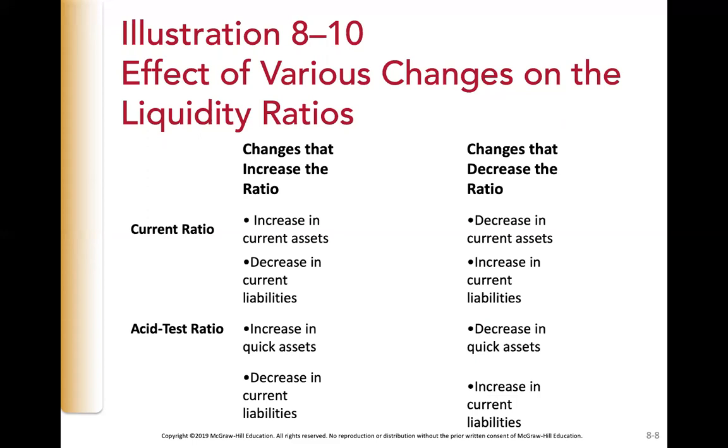How the ratios are affected by current assets depends on which current assets change. Both ratios include cash, current investments, and accounts receivable. An increase to any of these will increase both ratios. However, only the current ratio includes inventory and other current assets. An increase in inventory or other current assets will increase the current ratio, but not the acid test ratio. Make sure you're looking over this chart to understand the various changes on the liquidity ratios.